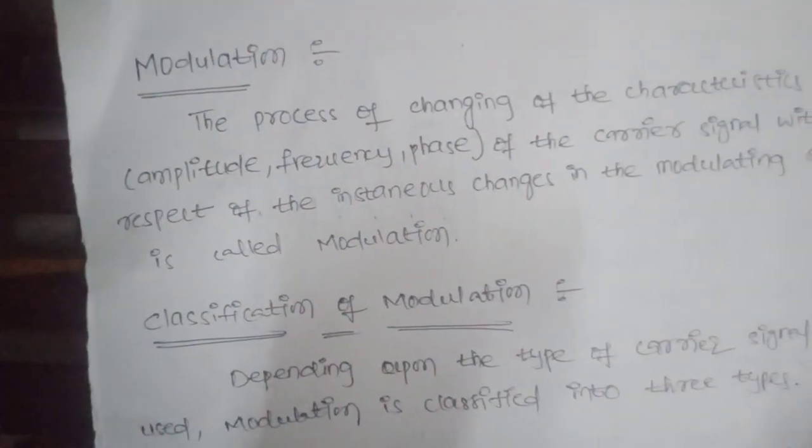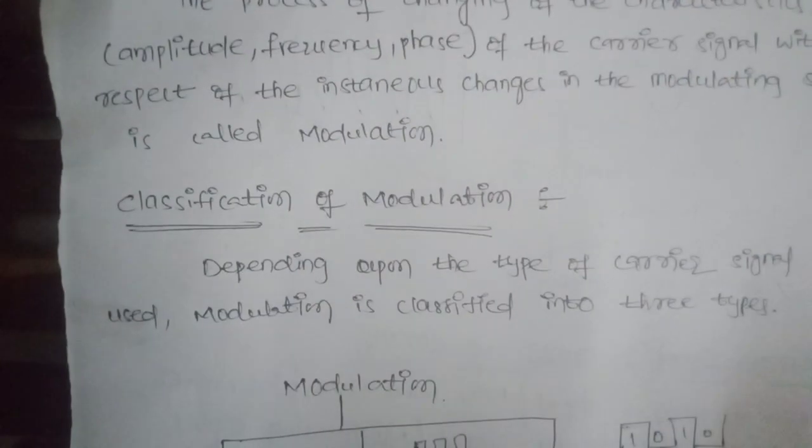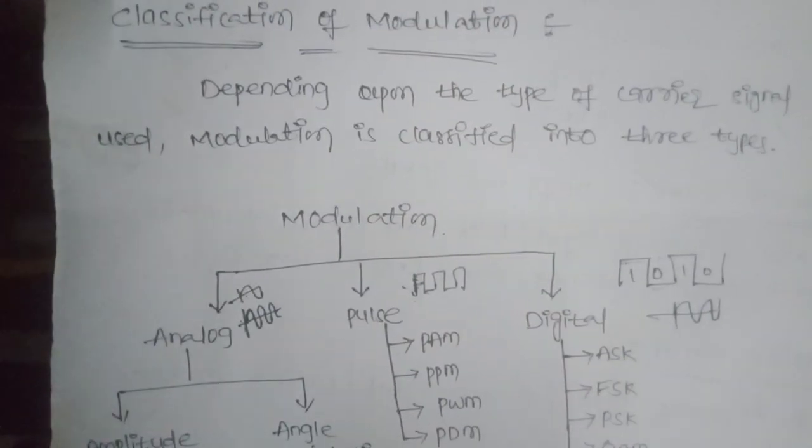Modulation is the process of changing the characteristics of the carrier signal with respect to the instantaneous changes in the message signal. Here the carrier signal has three characteristics: amplitude, frequency, phase. Next, modulation is classified into three types based on the carrier signal used. Here modulation is analog modulation, pulse modulation, digital modulation.